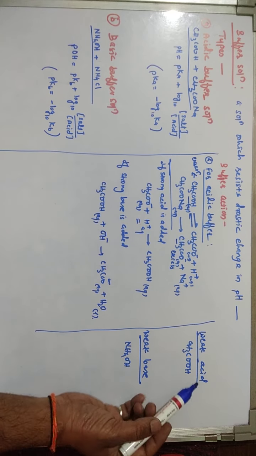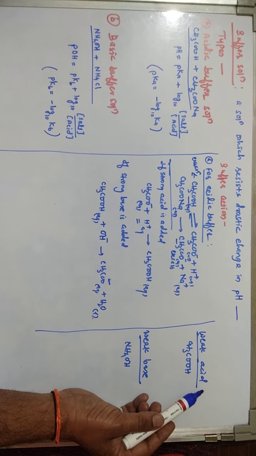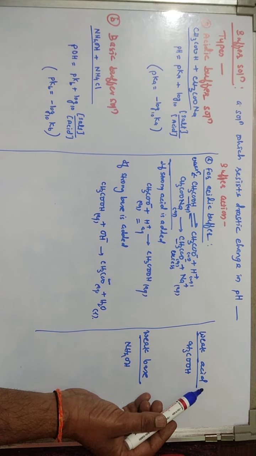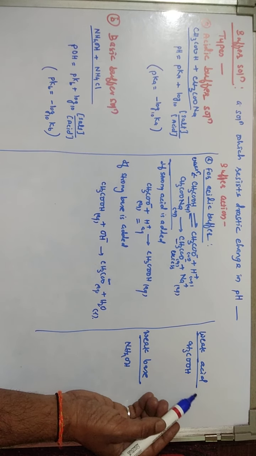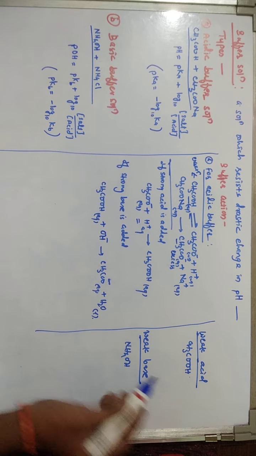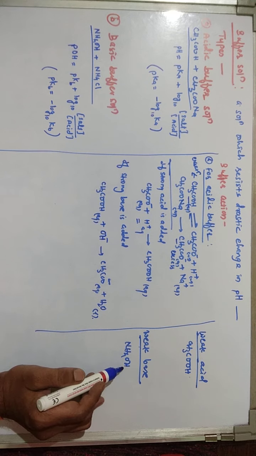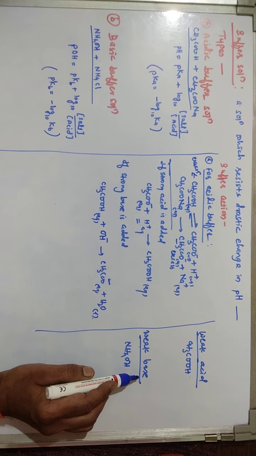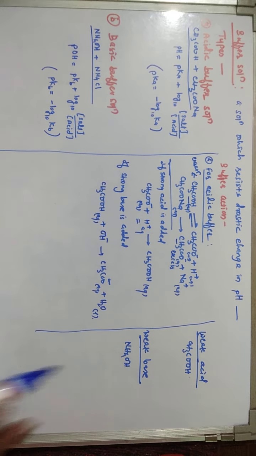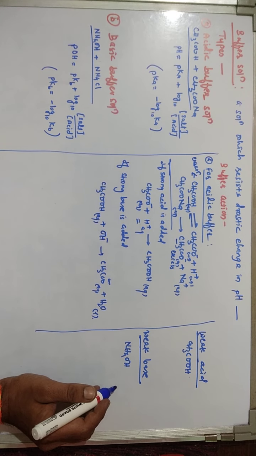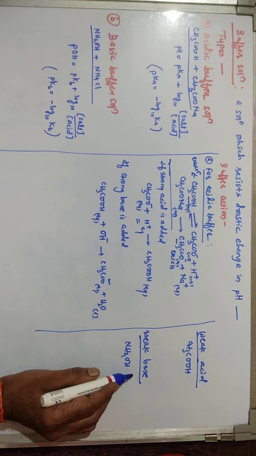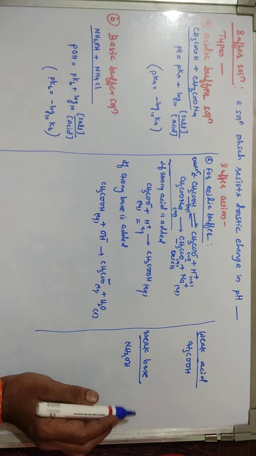Now, what are the strong acids? Strong acids like HCl, H2SO4, HNO3, these are the strong acids. And for weak acid, we have taken the example. Here we have taken the example of weak base. Which are the strong bases? The strong bases are NaOH, sodium hydroxide, potassium hydroxide. So these are the strong bases. Here we have taken the weak base, that is NH4OH.